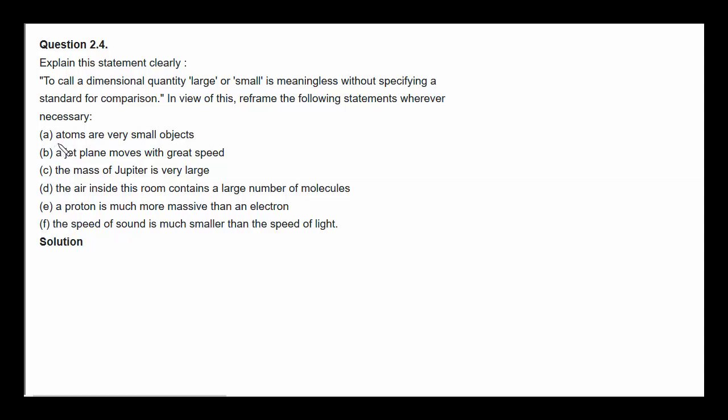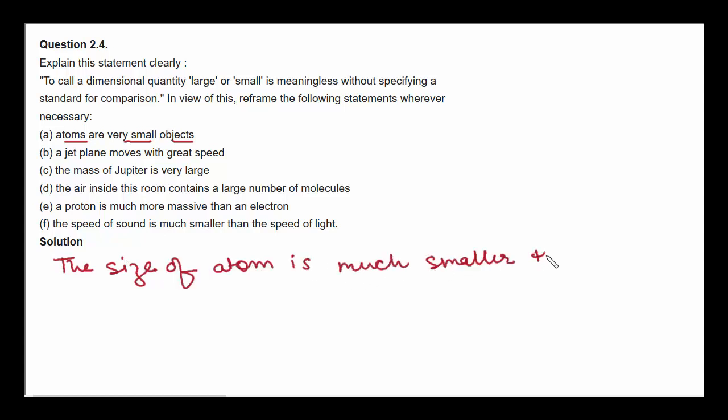Now consider the first statement, which states that atoms are very small objects. Yes, atoms are small, but we cannot just state small. To get an idea of how small, we have to tell about the object we are comparing it with. Atoms are so small, even if we compare them to the size of a needle tip or a grain of sand. So, the correct statement might be: the size of an atom is much smaller than even the sharp tip of a pin.